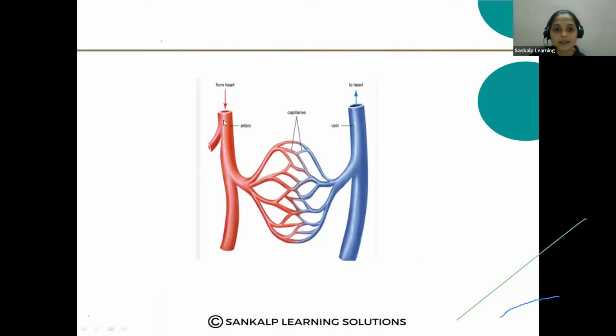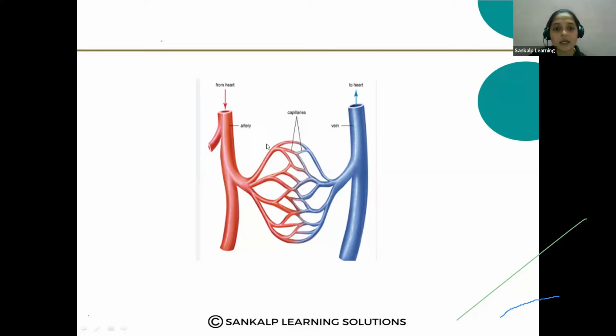So this is the artery and this is the vein. These arteries carry the oxygenated blood, which is in a red color. This artery carries the blood to the different parts of our body, and this one in blue color is the vein. That vein carries the deoxygenated blood to the heart. So both arteries and veins are different.